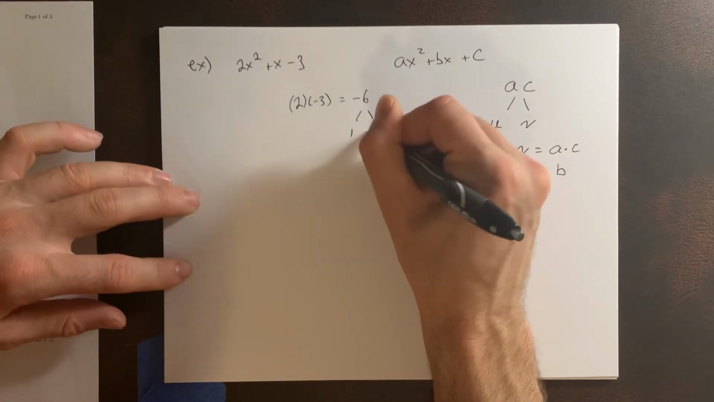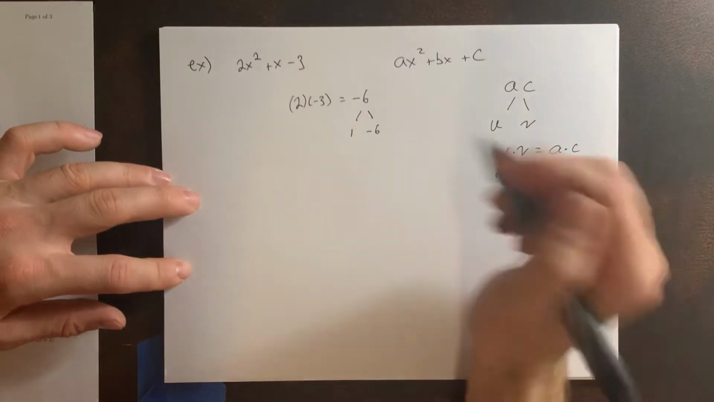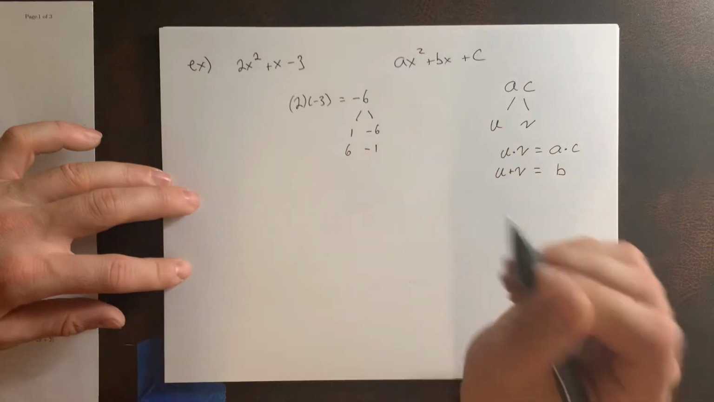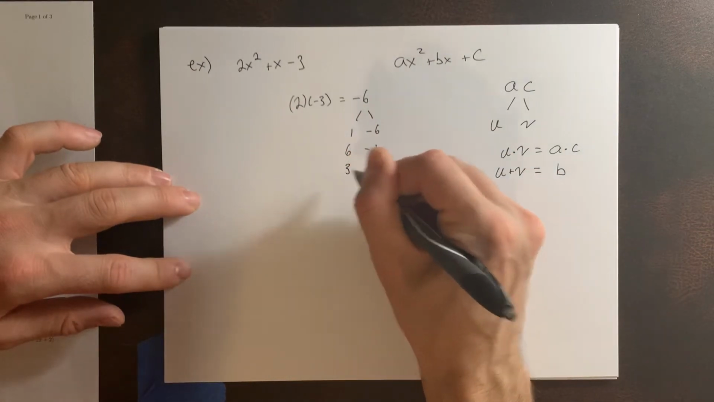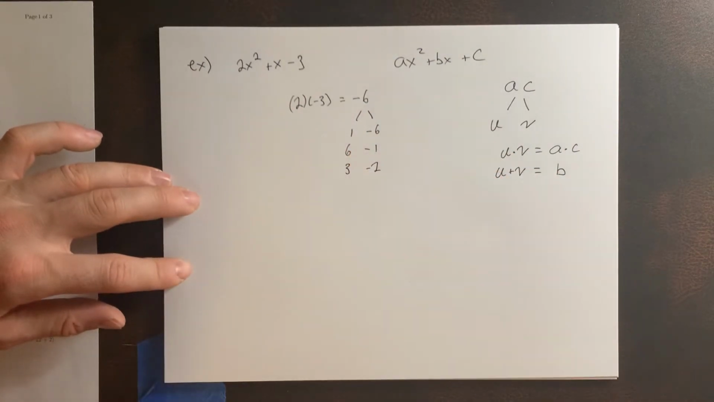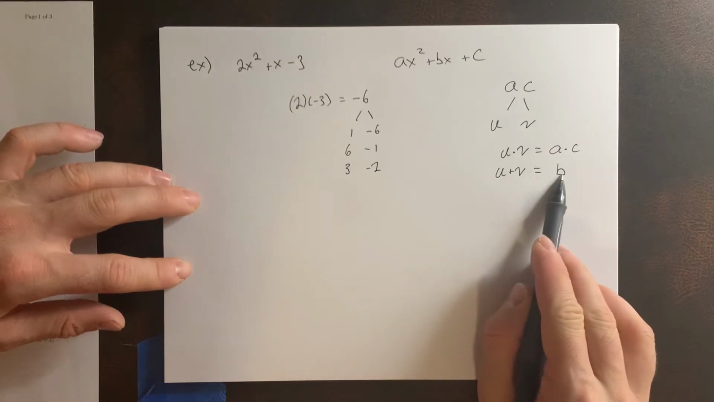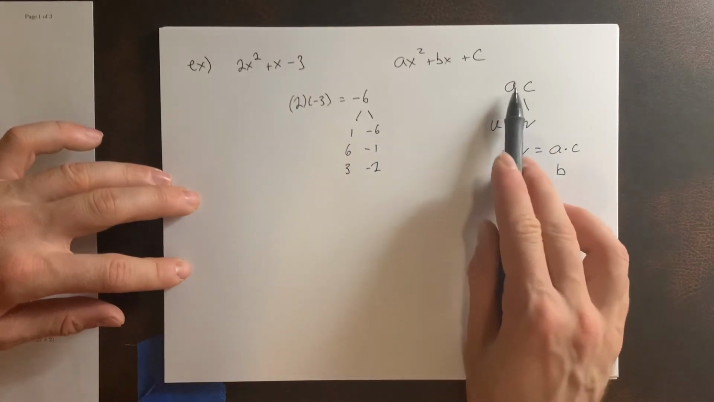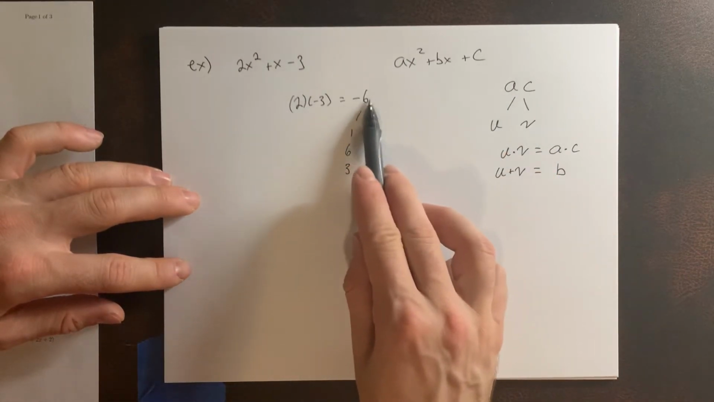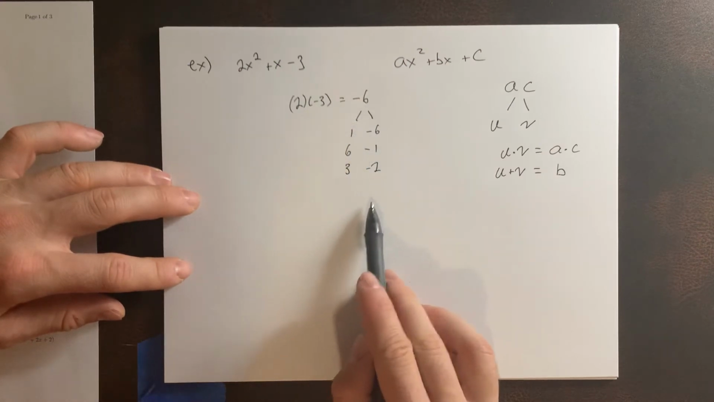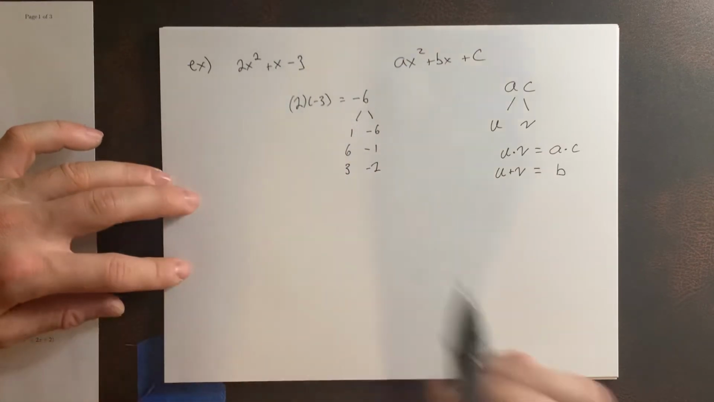Well, we could choose 1 and minus 6. We could do 6 and minus 1. We can do 3 and minus 2, and so on. But remember, they need to add up to the middle number in addition to multiplying up to a times c. So we need the numbers that multiply up to this. So these all work, but they have to add up to this middle number, which is 1.